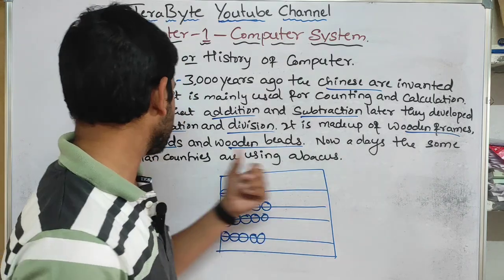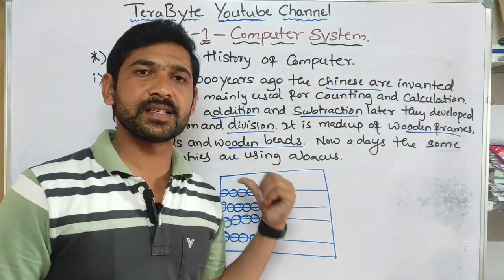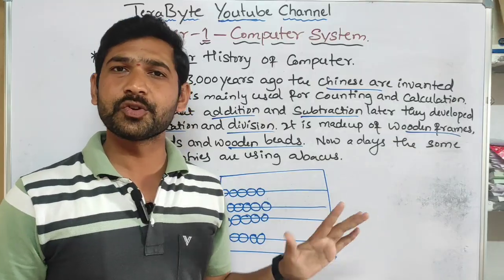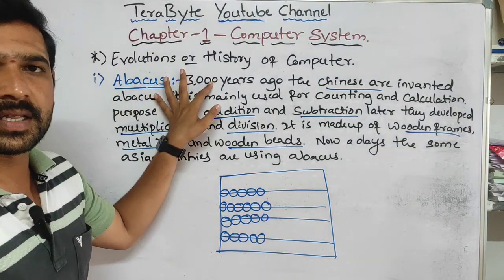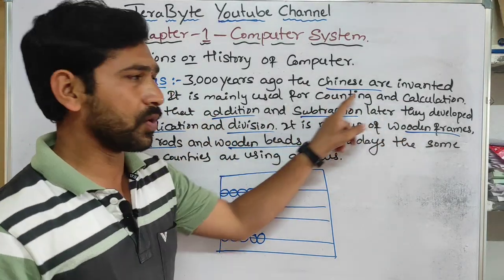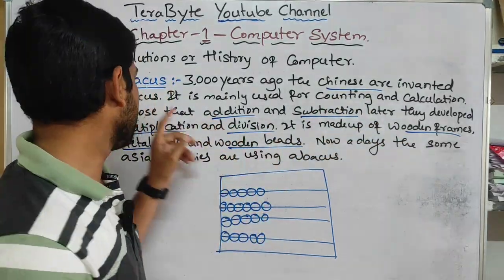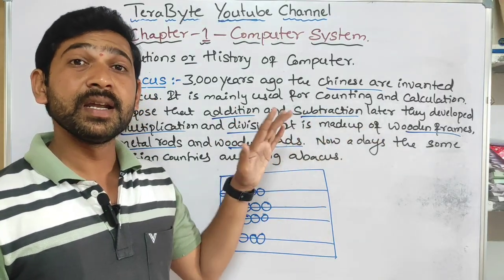Then nowadays also some Asian countries are using Abacus. So even now, some Asian countries are using what? They are using Abacus. Okay? I will say once more, see, Abacus was invented 3000 years ago by the Chinese. It is mainly used for counting and calculation purposes, that is addition and subtraction. Later they developed multiplication and division.